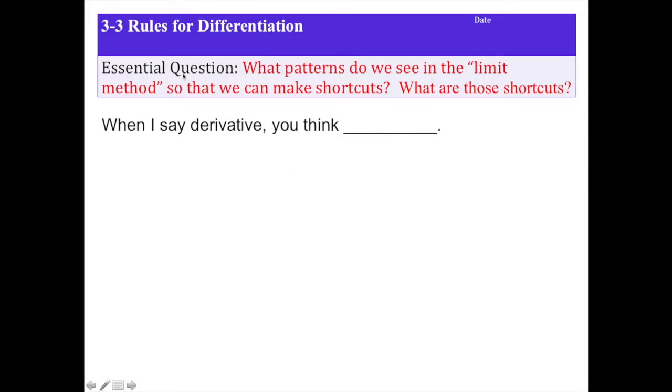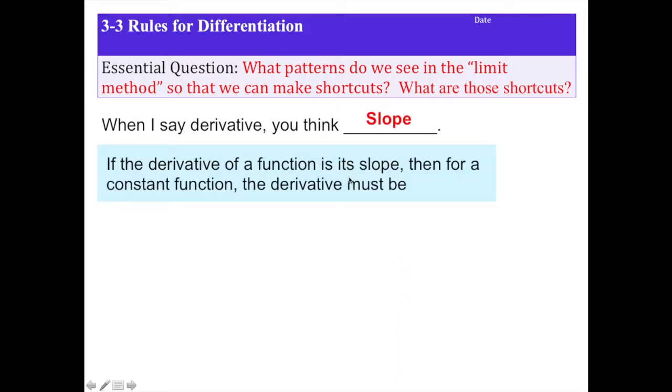So let's go back to what we know about differentiation. The essential question is, what patterns do we see in the limit method so that we can make shortcuts? We'll get into that essential question on the second day of the section. So when I say derivative, you should be thinking slope. And if the derivative of a function is its slope, then for a constant function, let's think about what the derivative must be.